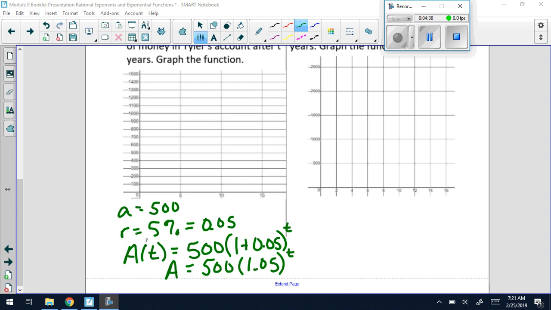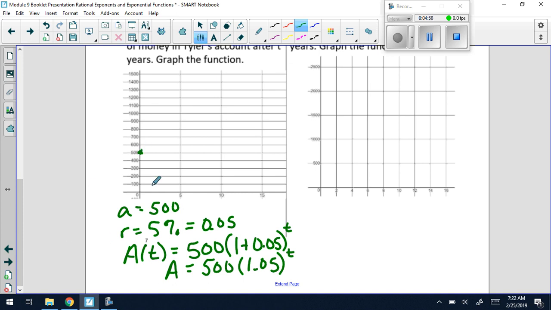So the graph is actually pretty simple. Notice I'm only using my first quadrant because it doesn't make sense to have a negative number of years, or, well, it would make sense to have a negative amount of money, but it doesn't in this case. So we're going to start with 500. That's our initial, so we're going to put it right there at 500.